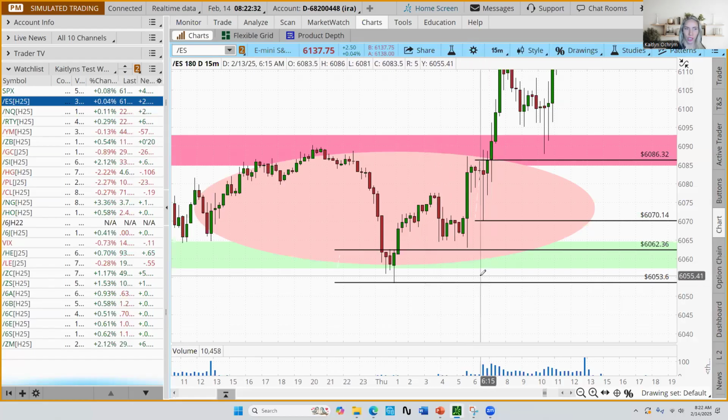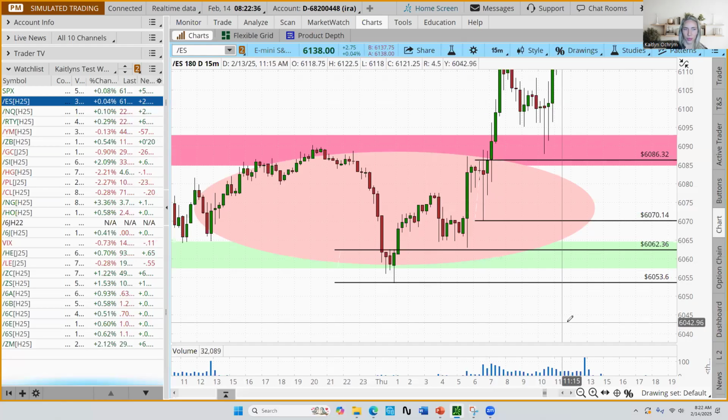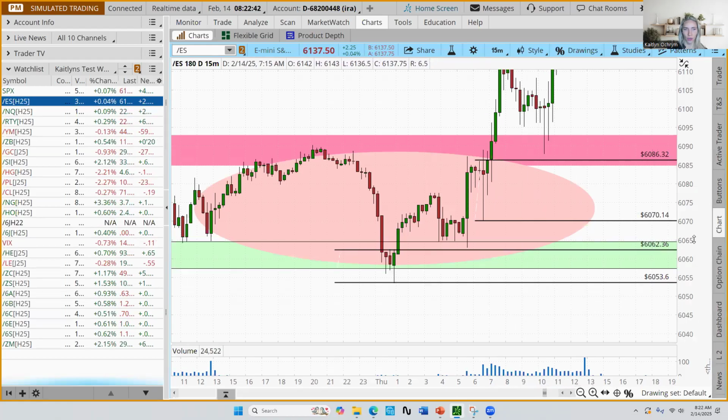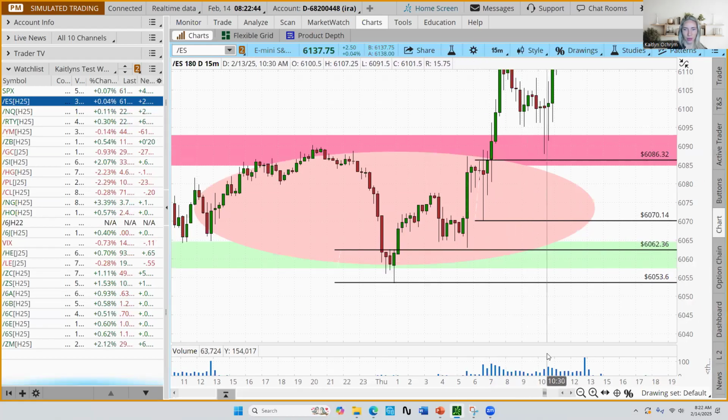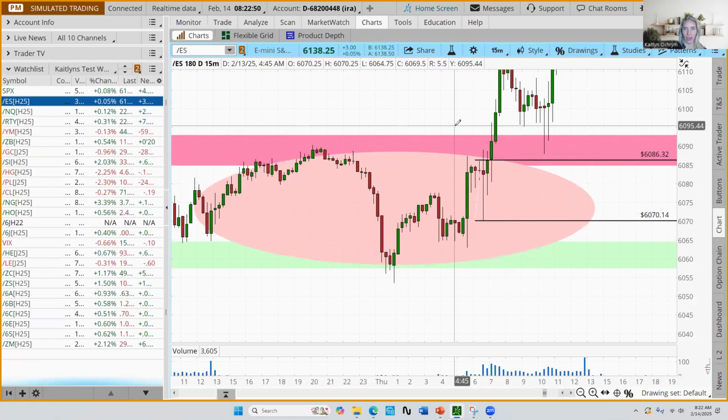Which one do you think was the stronger zone, the upper zone or the lower one? Which one had more volume, more strength, stronger move away, the upper or the lower zone? Yeah, the upper. So let's get rid of the lower one. We'll focus on the upper one. It's also right in our heat map zone, which is nice.